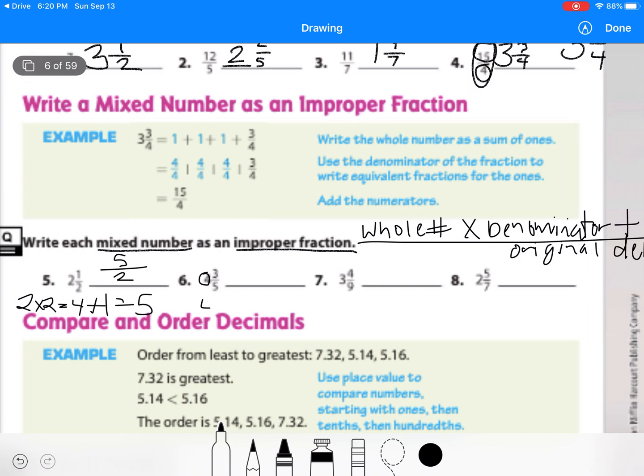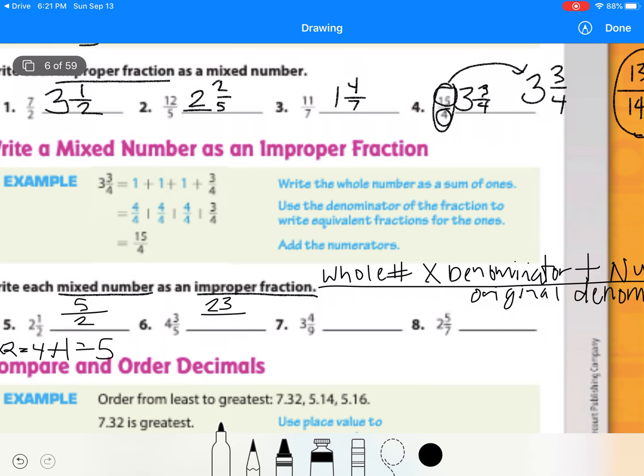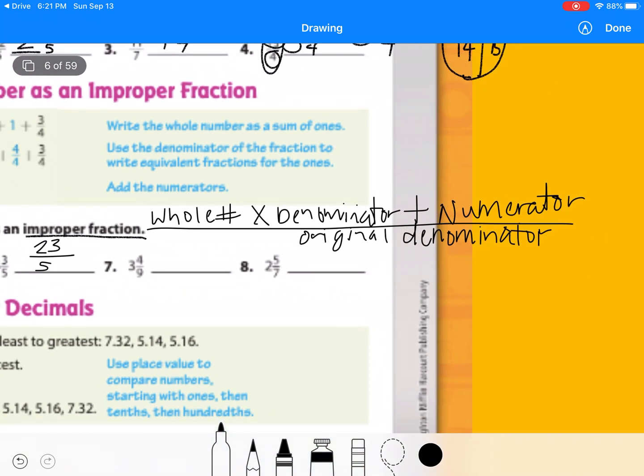Now number 6, our whole number is 4. So we do 4 times our denominator, which is 5, which equals 4 times 5 equals 20. And then we add our numerator, which is 3. So now we have 23 on top, and my original denominator goes on the bottom. My original denominator is 5. So to me, this one is much easier. I think it's less thinking. You just do the math.